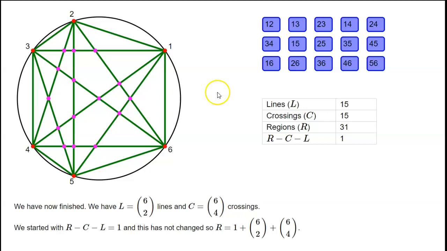Well, we know that R minus C minus L is still equal to 1. R minus C minus L started off being 1 and it never changed, so it's still equal to 1. So R is 1 plus C plus L. So what about C and L? How do we understand those?